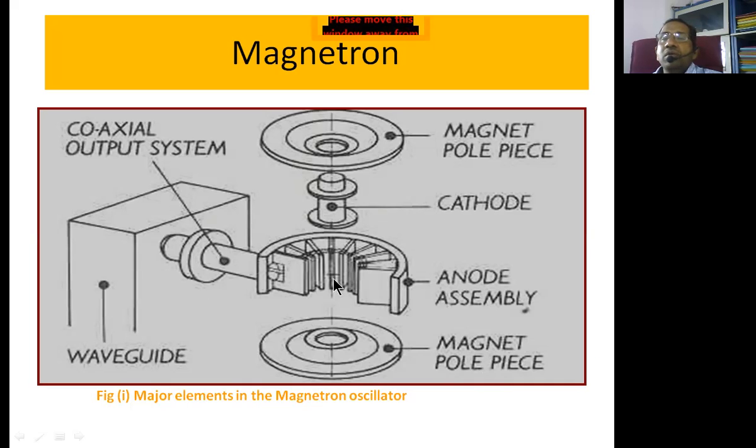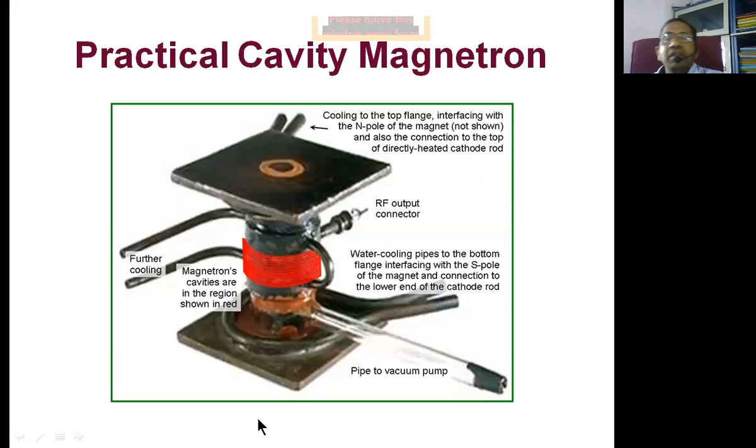This cathode emits high speed DC electrons, and this anode assembly has the cavities. It is simply under a magnetic field. So when this magnetic field is applied along with the flow of electrons, there is an interaction between the electrons and the magnetic field, thereby producing EM waves. To take the output, we connect a waveguide and use a coaxial output system to tap the output EM waves. So this is the basic construction feature of the magnetron.